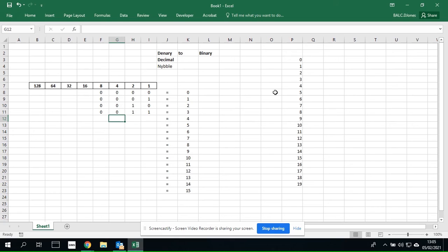So from 3, I'll move to 4. I'll put a 0, a 1, 0, and a 0, and so on to 4. 5 is a 1 and a 1 in the 4 and the 1 channel, but I don't need anything else because 4 plus 1 is 5. 6 is 1, 1, 0, 0, and so on.